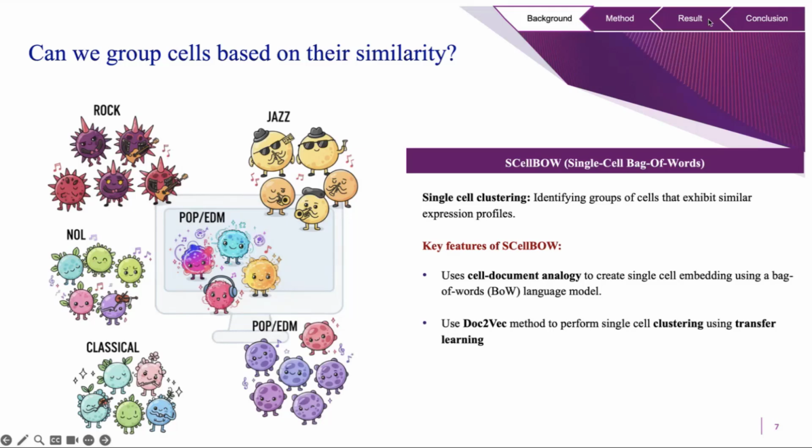So we map that onto the single cell data to identify the group of cells that exhibit a very similar expression profile. For doing that, we use the cell-document analogy, where the cell is analogous to the document and the gene is analogous to a word. I'm highlighting that because it is going to play a role in our model.